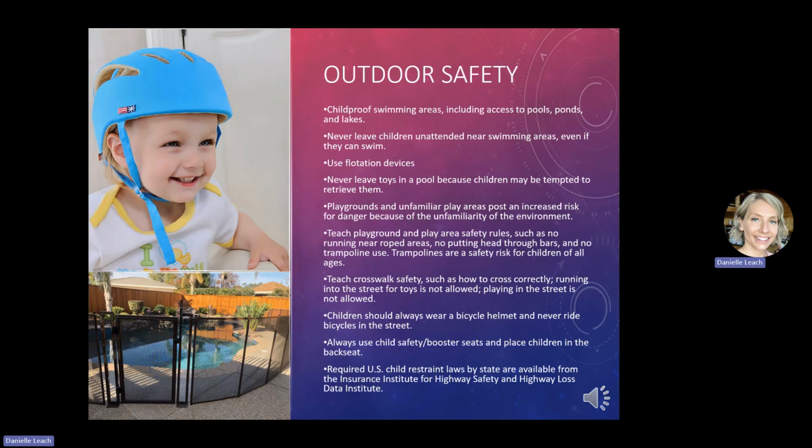Making sure that they're using the correct child safety seat or booster seat, depending on their age, and place them in the back seat whenever possible. All of the different laws for things like car seats are different from state to state.